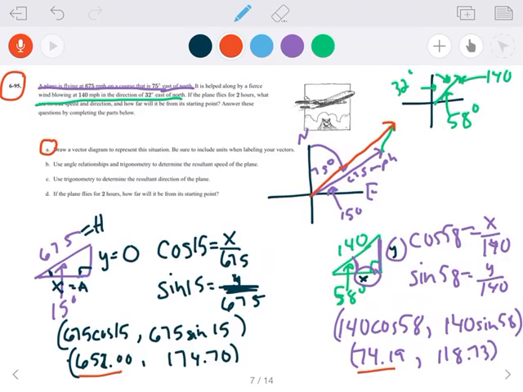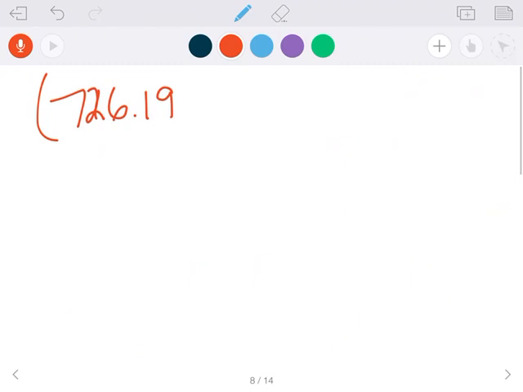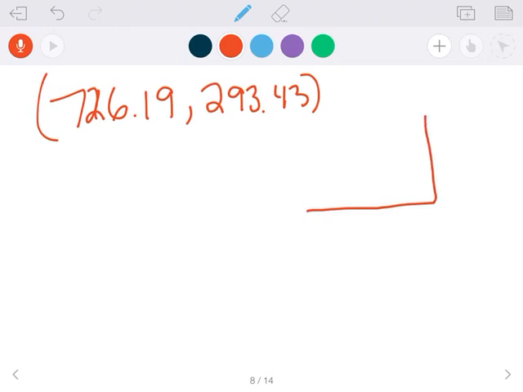And then our y values are 174.70 plus 118.73. And that value is 293.43. So that means the red path, or the path of the plane, is going to be going, in component form, 726.19 miles east and 293.43 miles north in 1 hour. That's where it will be.